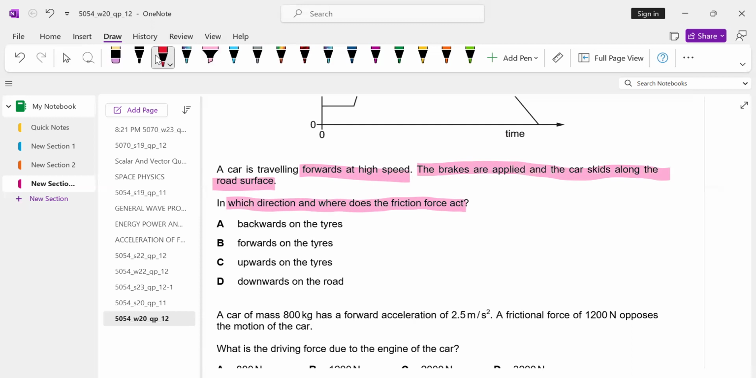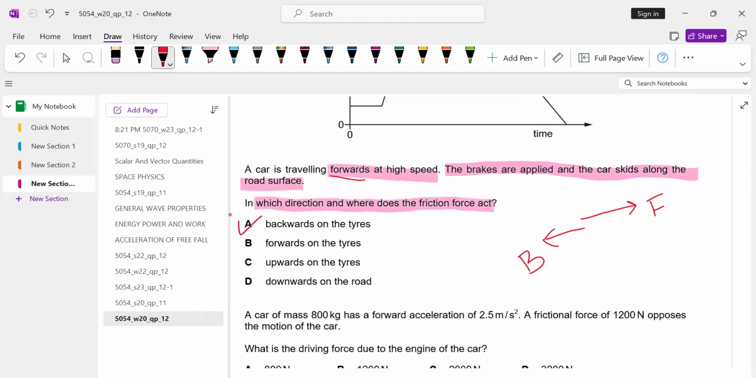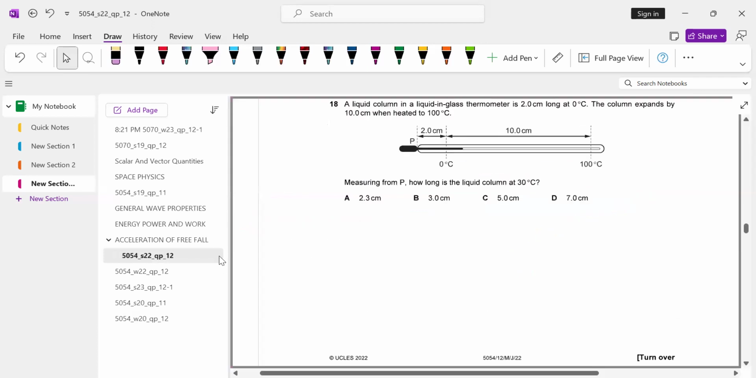Friction force always acts in the backward direction. The car is moving forward. This is the direction of the car. So the friction force will act opposite to the direction of the car, meaning it will act backward. Because the car is moving forward, friction will act backward and friction will act at the tires. So option A is correct for question number 4. Then let's move towards question number 5.